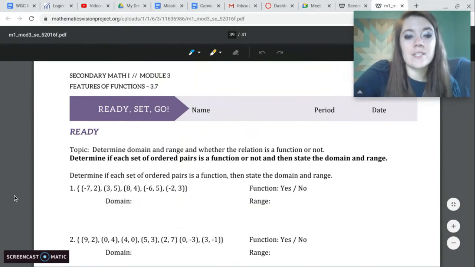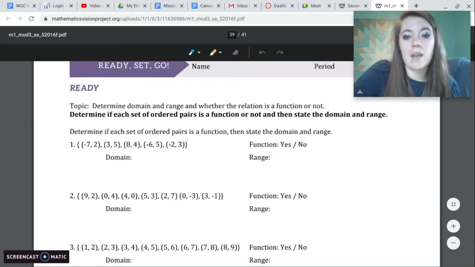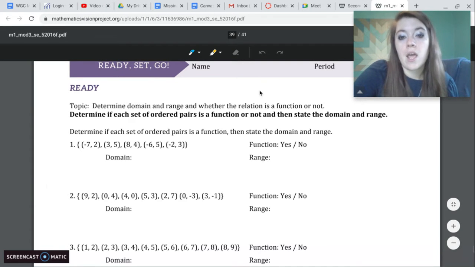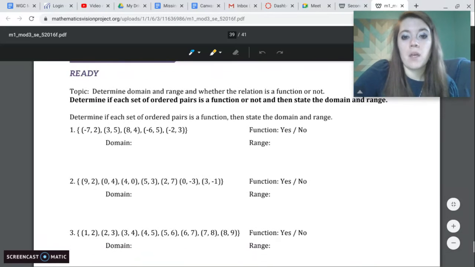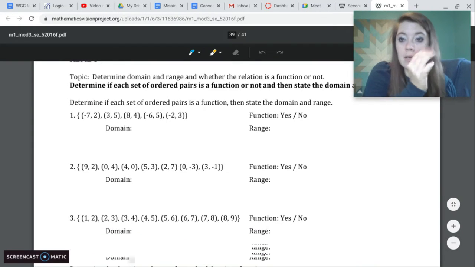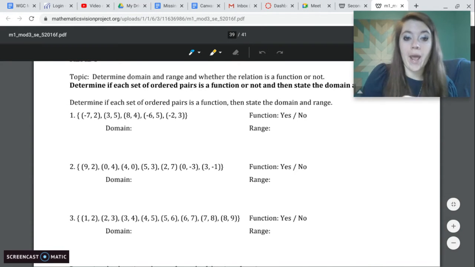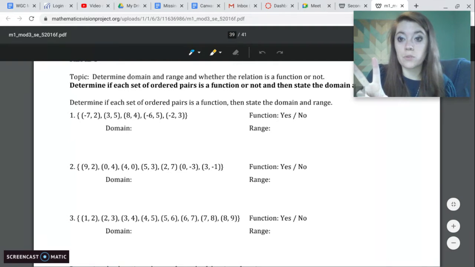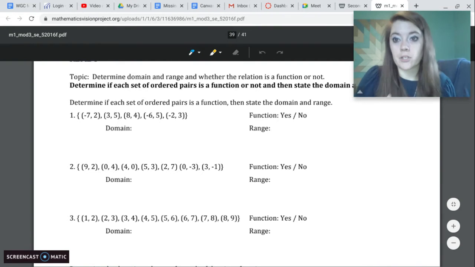For this first section, we want to determine the domain and range and whether or not the relation is a function. When we have a function, that means for every x value, there is only one y value, okay? As long as for every x value there is one y value, then it's a function. Now, if for one x value we have two y values, then it's not a function anymore.